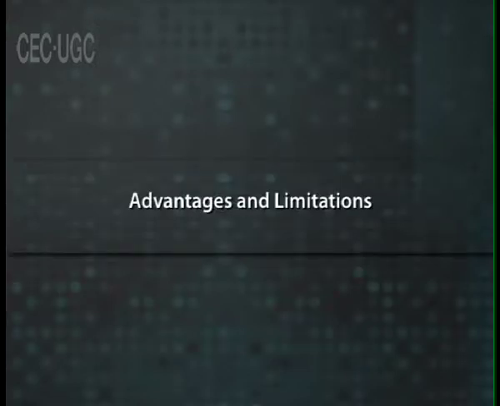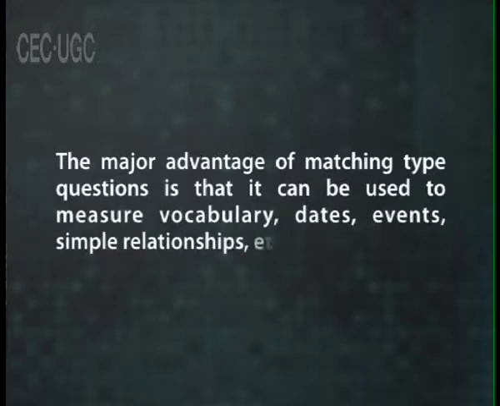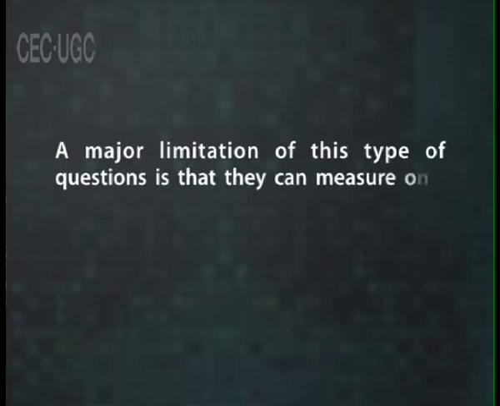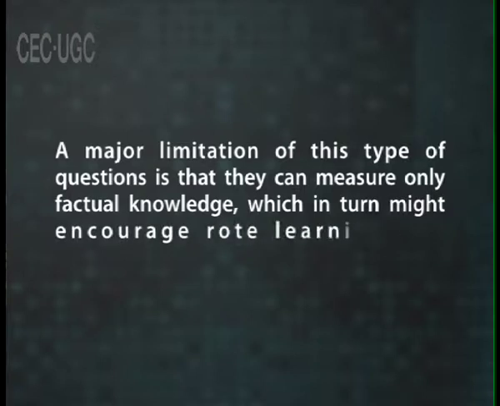Advantages and limitations. The major advantage of matching type questions is that it can be used to measure vocabulary, dates, events, simple relationships, etc. It is relatively easy to construct and score. The scoring of this type is quite objective too. A major limitation of this type of questions is that they can measure only factual knowledge, which in turn might encourage rote learning and memorization.